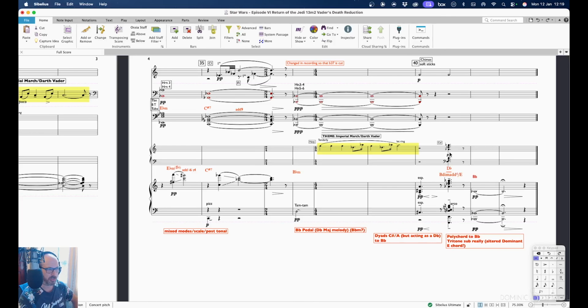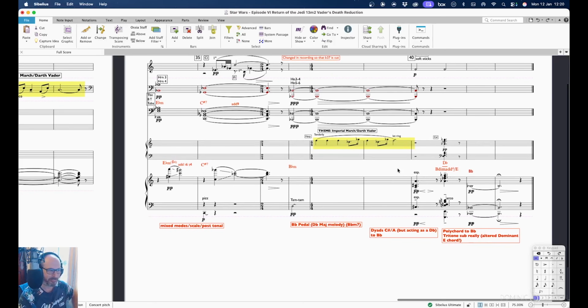Amazing sort of polychord. So D flat at the top. Notice how it so often starts with the 5th from the root as a texture, as a voicing. And then into B flat. What an amazing way to end Darth Vader. Absolutely brilliant. Yeah. Boom. Like that. Amazing.